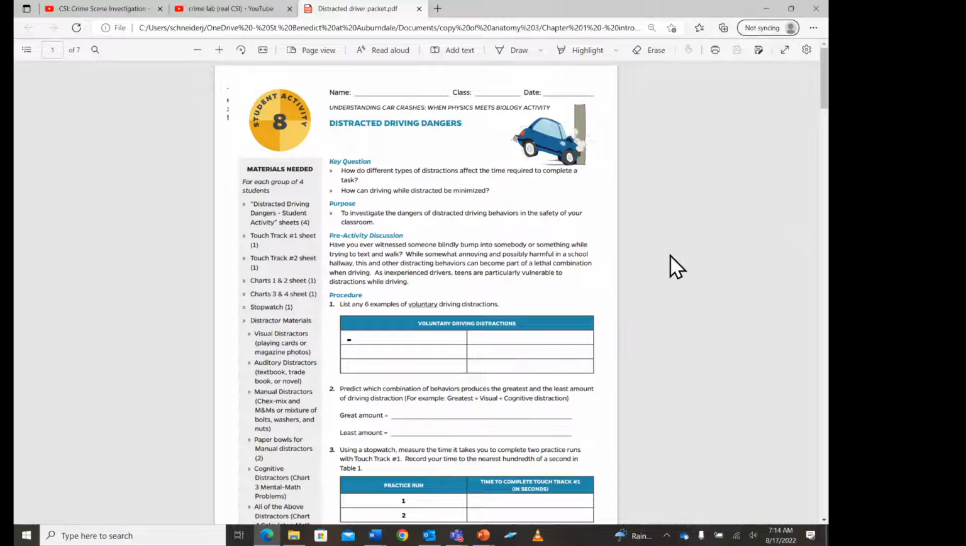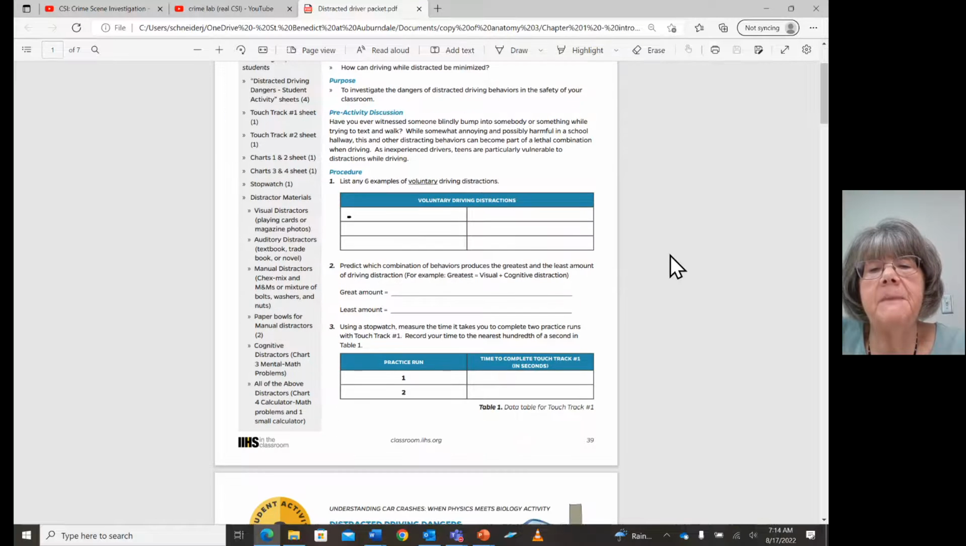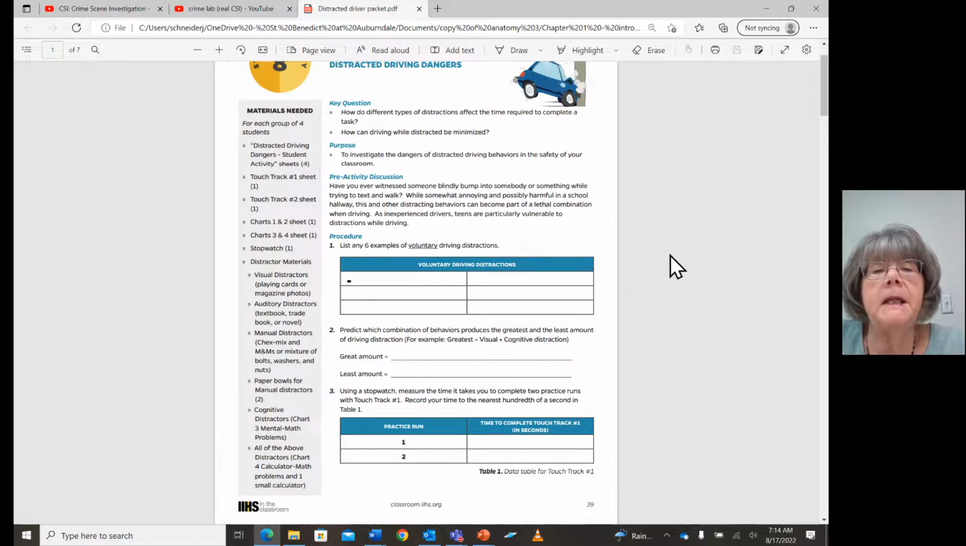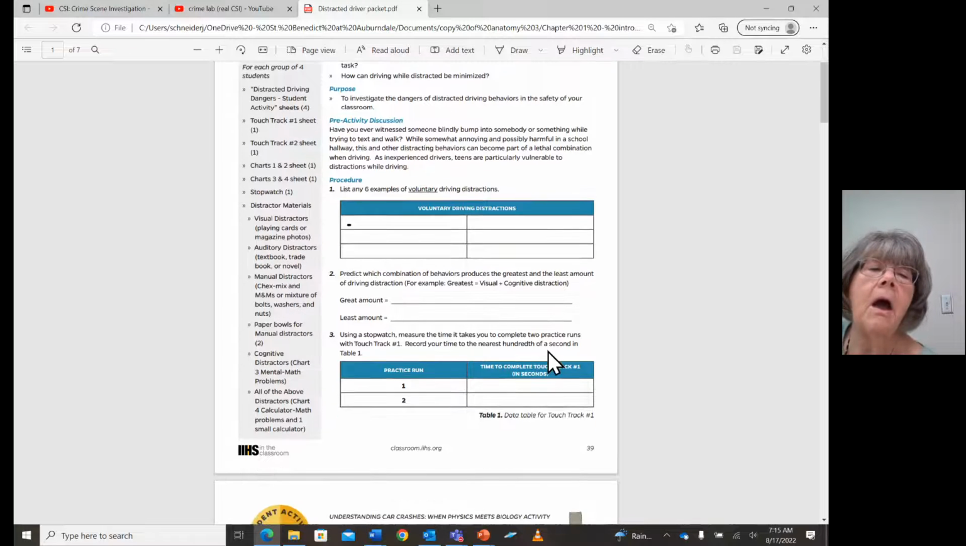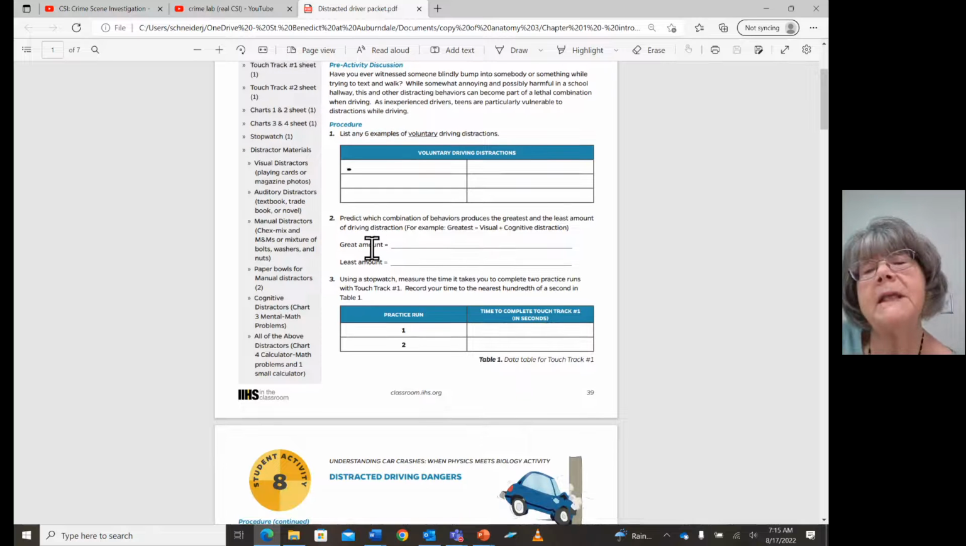What you're going to do is on this page, the first PDF page that you have, page 39. We talked about in class that it lists 6 different examples of what you think are voluntary driving distractions. That's what you're going to do the very first time, before you do the lab or anything else. You're trying to come up with a hypothesis. Then you think what would be the greatest amount of distraction and what would be the least of these 6, and write them down here.